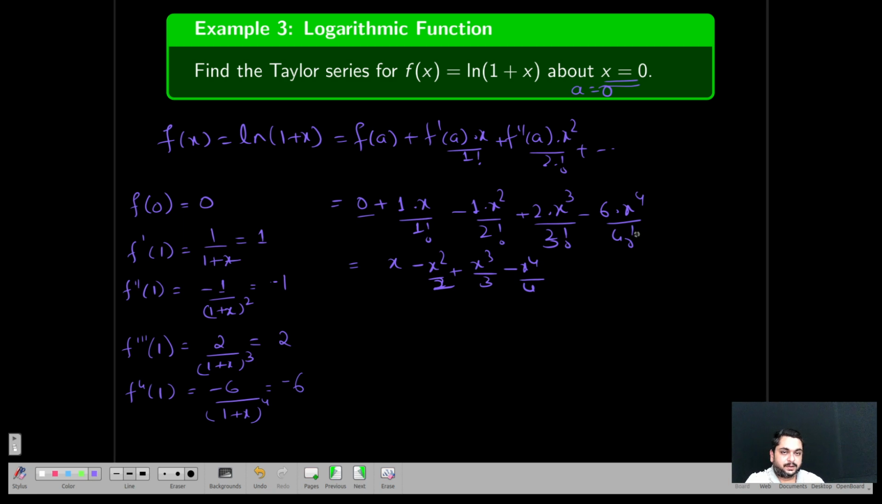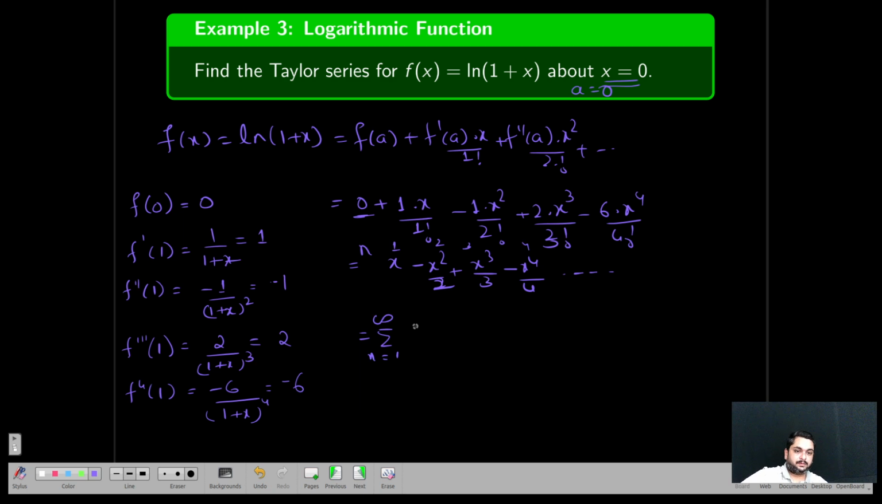4 factorial, if you expand, it is 4 into 3 into 2. This is 4 into 6. So 6 is cancelled. Now it goes on like this. Now how will you generalize this? So this is summation, and the n equal to 0 term I have ignored, so let me take it from 1: 1, 2, 3, 4. So n equal to 1 to infinity.